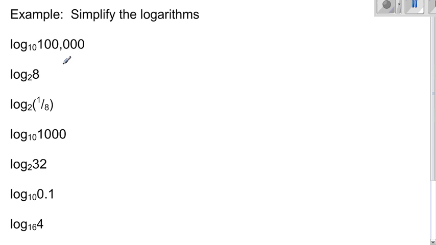So here's some examples. Log base 10 of 100,000. That means 10 to what power is going to equal 100,000. So that would be to the fifth, because 10 to the fifth is 100,000. Log base 2 of 8, that means 2 to what power equals 8. So we know that that should be 3.